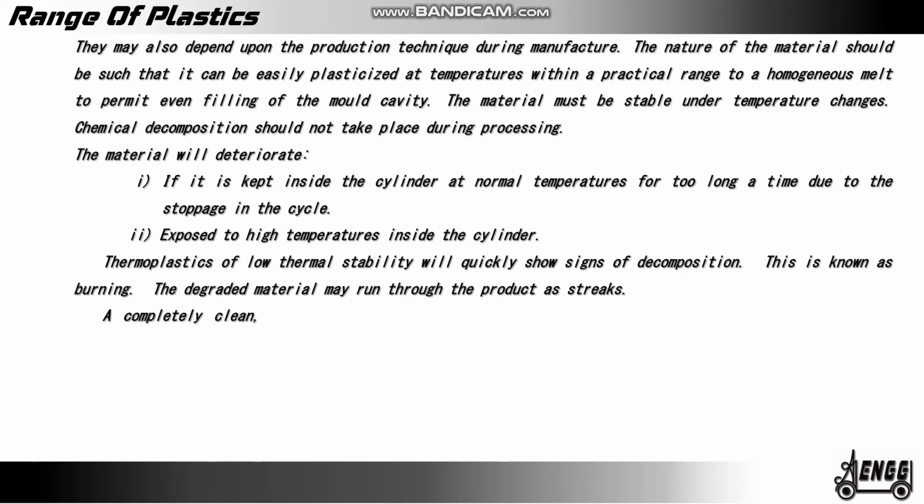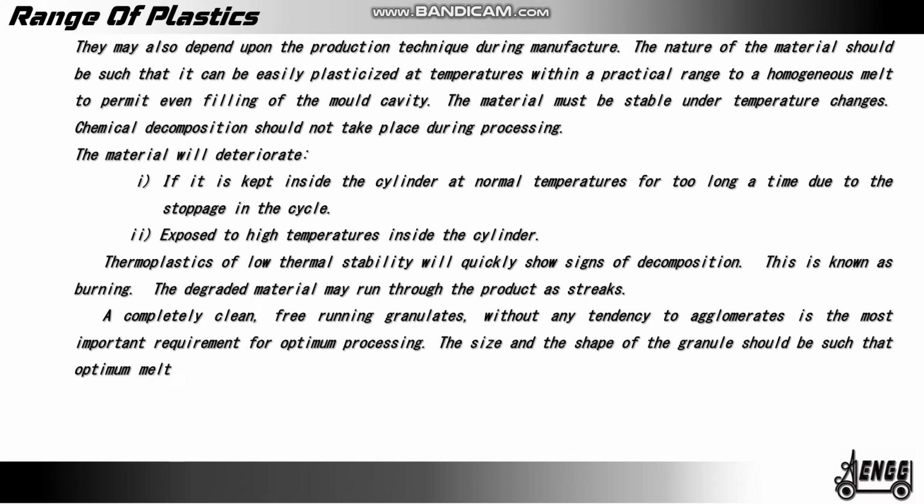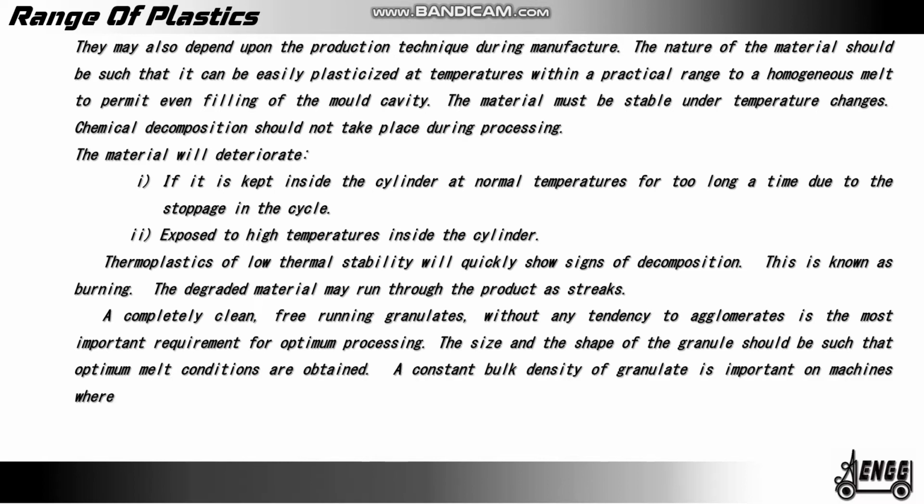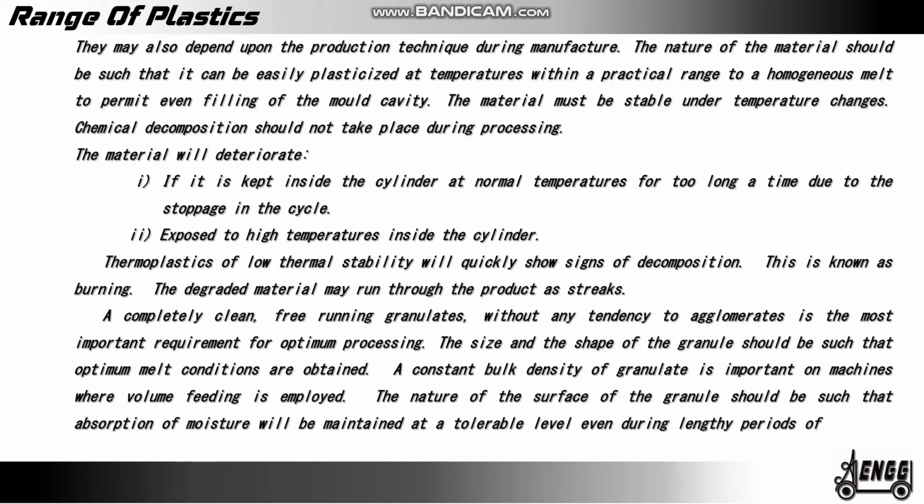A completely clean, free-running granulate without any tendency to agglomerate is the most important requirement for optimum processing. The size and the shape of the granule should be such that ideal melt conditions are obtained. A constant bulk density of granulate is important on machines where volume feeding is employed. The nature of the surface of the granule should be such that absorption of moisture will be maintained at a tolerable level even during lengthy periods of storage. A high absorption of water leads to the production of steam in the heating cylinder. This leads to the production of faulty product.